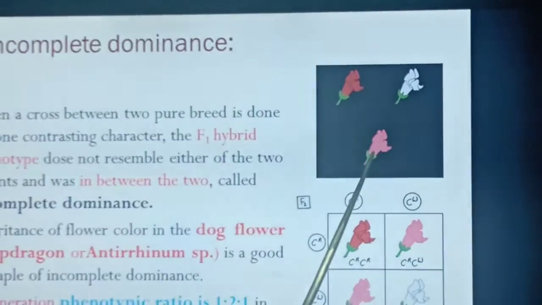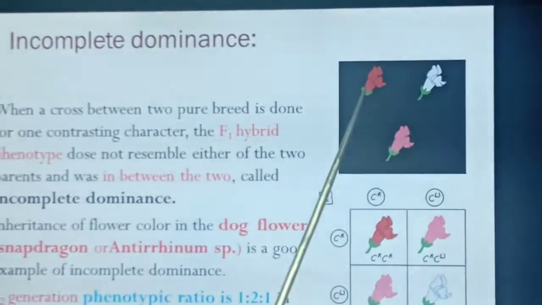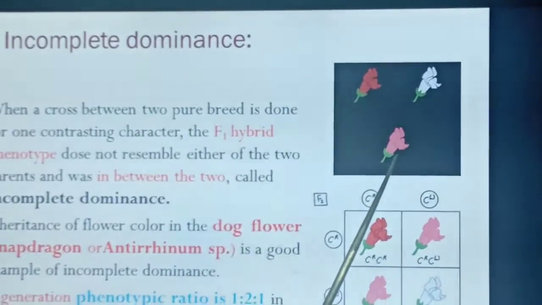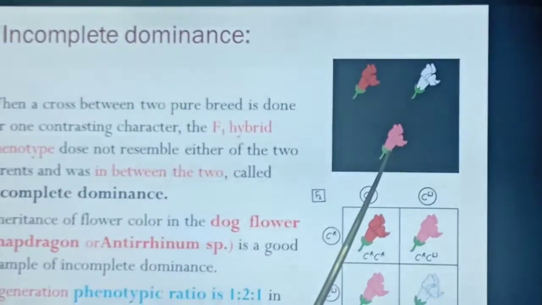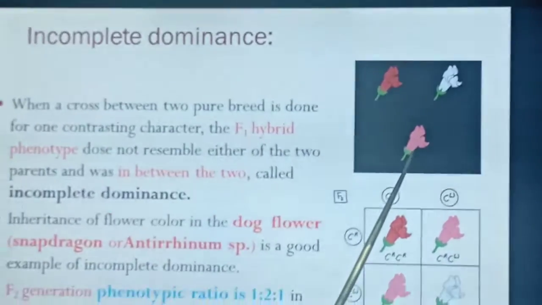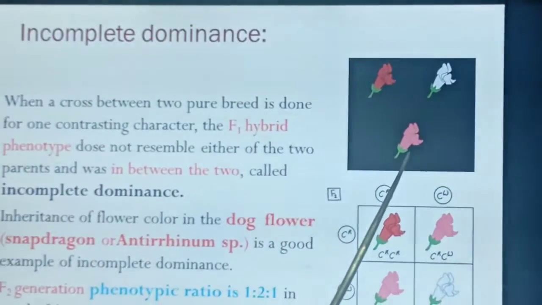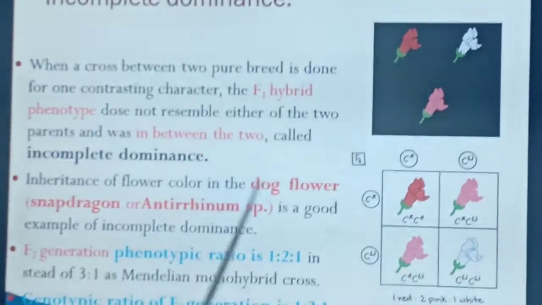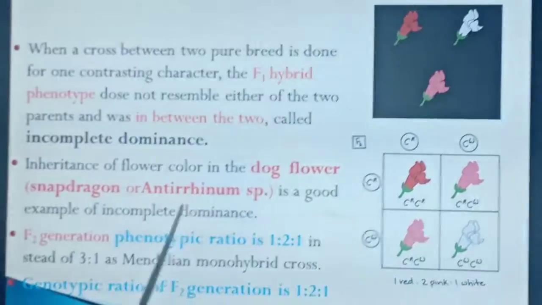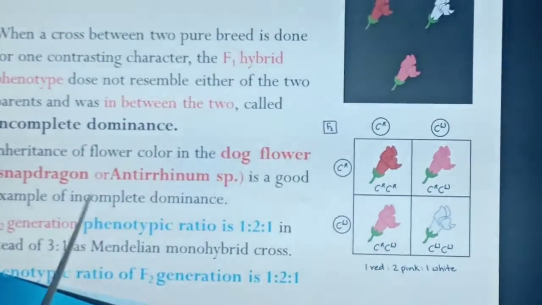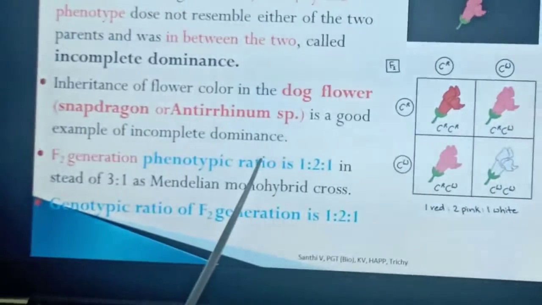So that's why you call that incomplete dominance, because the dominant character is not able to express fully in the F1 generation. So partially it is being exhibited. The dominance is incomplete. An example for this is snapdragon or Antirrhinum species. Even the four o'clock plant, Mirabilis jalapa, also comes under incomplete dominance.